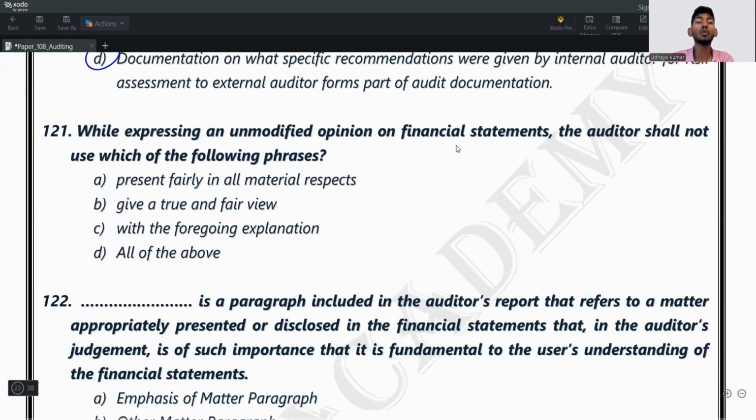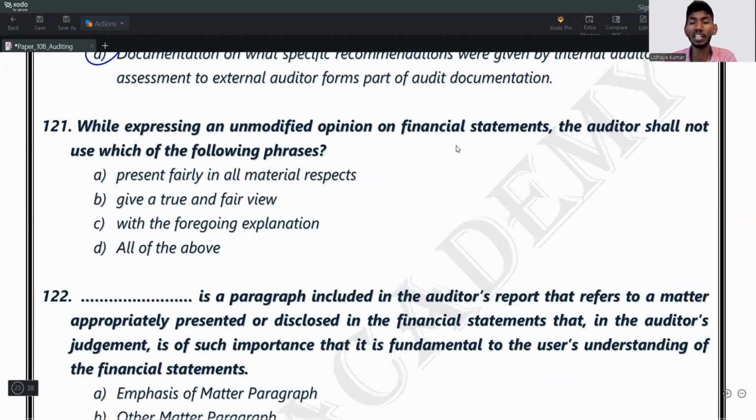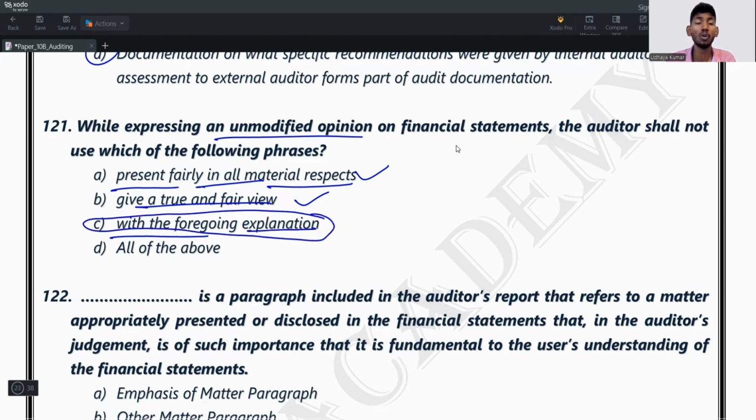So moving to question 121, while expressing an unmodified opinion on financial statements, the auditor shall not use which of the following phrases? Present fairly, in all material respects. So we are stating an unmodified opinion here. Yes, it's also right. Give a true and fair view. It's also right. Moving to the next one, which asks that the auditor shall not use, with the foregoing explanation. The foregoing explanation is not required, right? So option C is the phrase that is not used. Okay, so option C is the right answer.